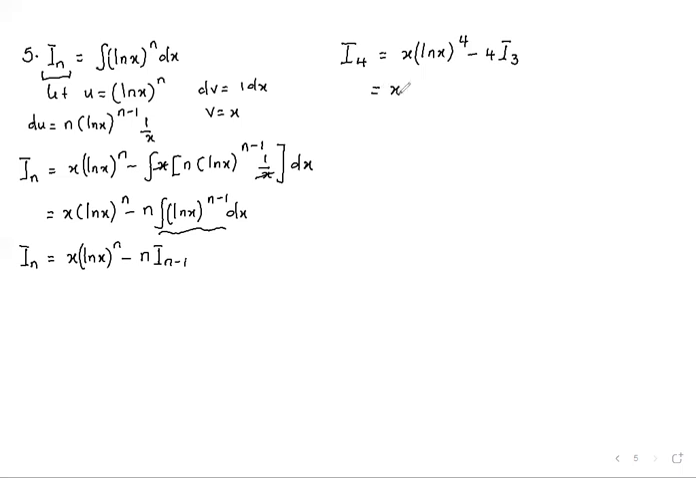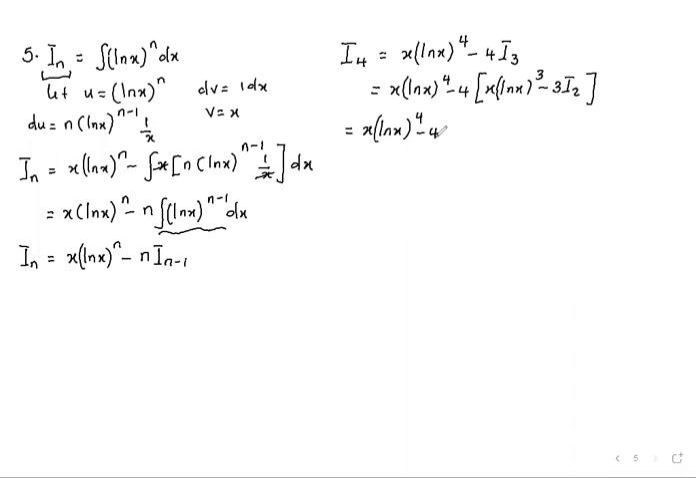This is x (ln x)^4 minus 4, open. We're now dealing with the integral 3, so it's no longer 4 now, it's 3. So you have x (ln x) power 3, minus 3, the integral at 2. It's no longer 3 now, we had 2, that's reduced. So it keeps reducing, x (ln x) power 4, minus 4.